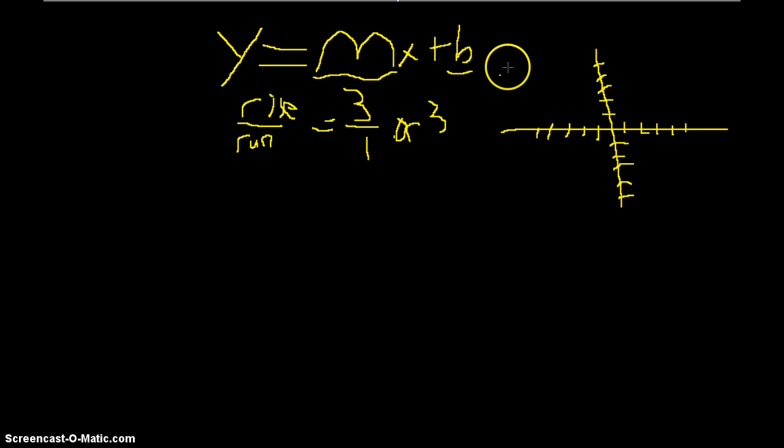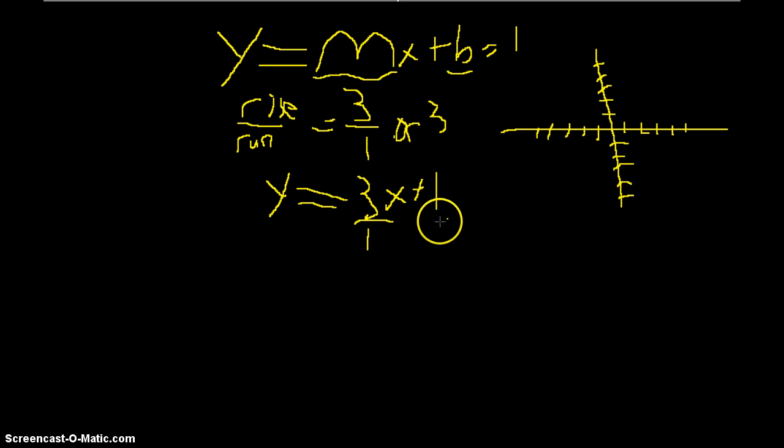And then we can take the y-intercept b. Let's make something up. Let's make b equal 1. So now let's rewrite it: y equals 3x plus 1, and you can write the slope as 3 over 1. Now we need to graph this. Our initial value is 1.